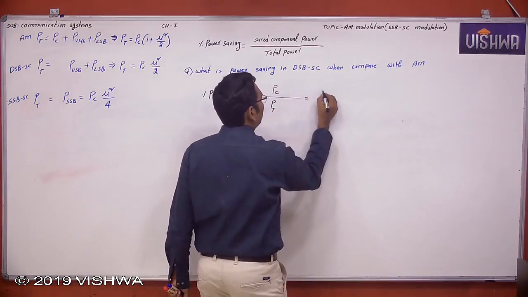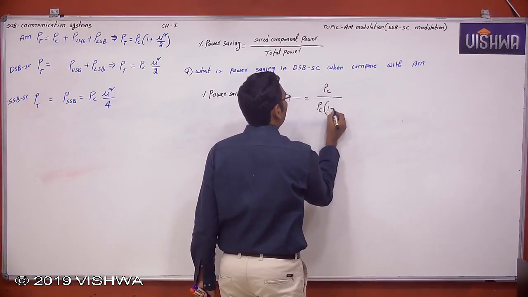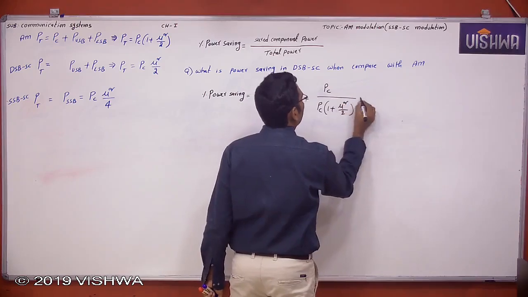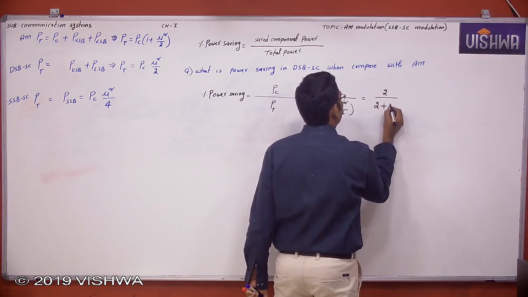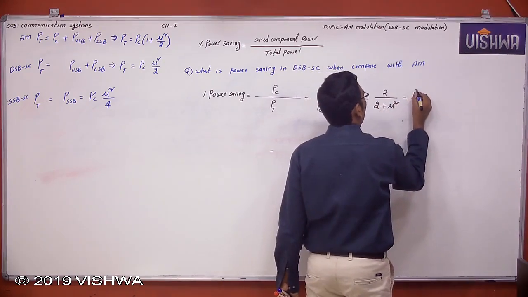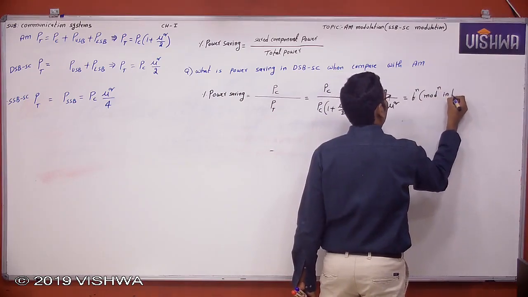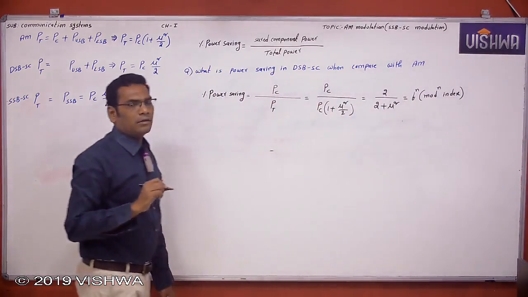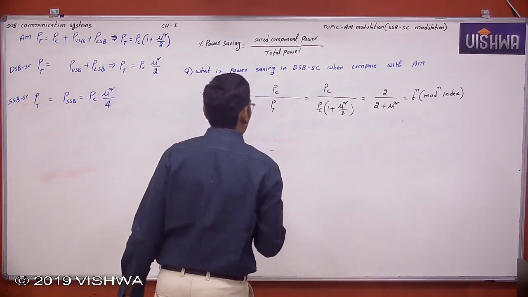So, this is nothing but Pc by the total power, Pc into 1 plus mu square by 2. Pc cancels, which is equal to 2 by 2 plus mu square, which is a function of the modulation index. This is the power saving.